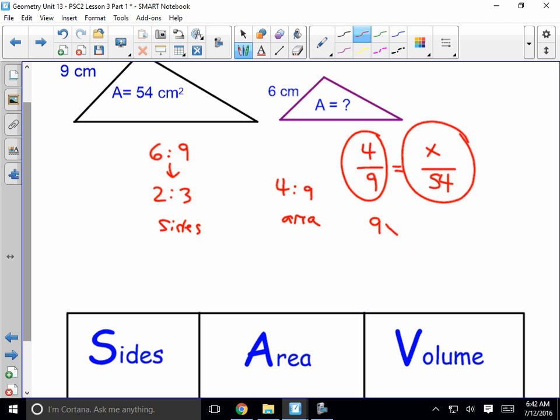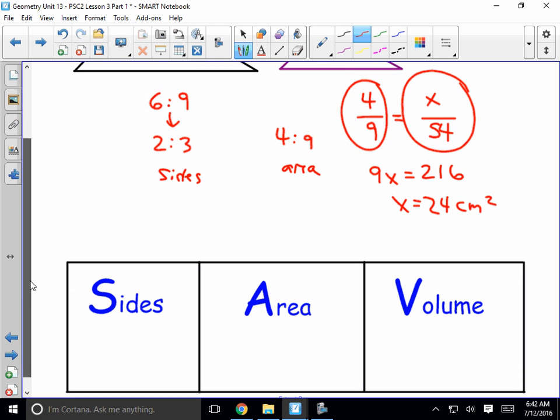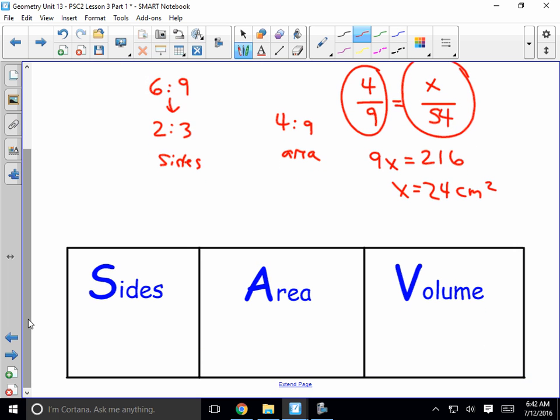So I've got 9x equals 54 times 4, or 216. Divide both sides by 9, and I get x equals 24 centimeters squared. Okay, always remember your units. In the Schoology quizzes, we have the units there for you, but you always want to think about the units of your answers.